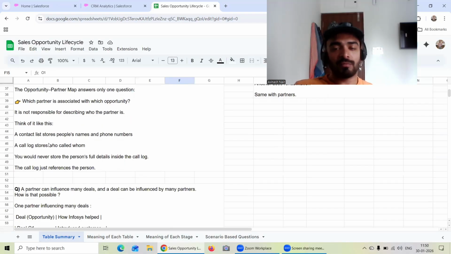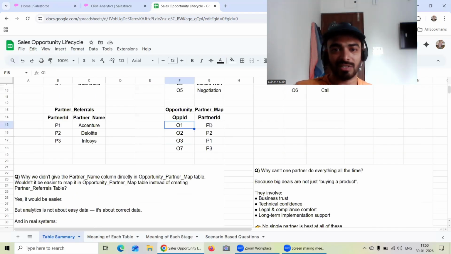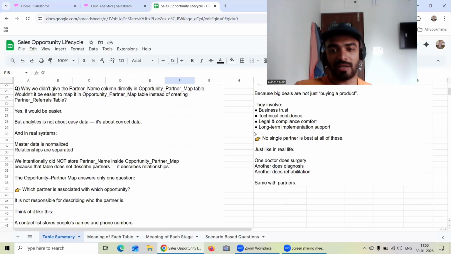Think of it like this example. A contact list stores a person's name and phone number. A call log stores who called whom. So you have this phone history, right? In the contact list you get the complete contact, but the call log shares the details of what kind of interaction or call history you had through all the days. Inside the call log, you never store the person's complete details, which you stored in the contact list. The call log just references the person. Similarly here, it just references the opportunity and the partner ID, right?